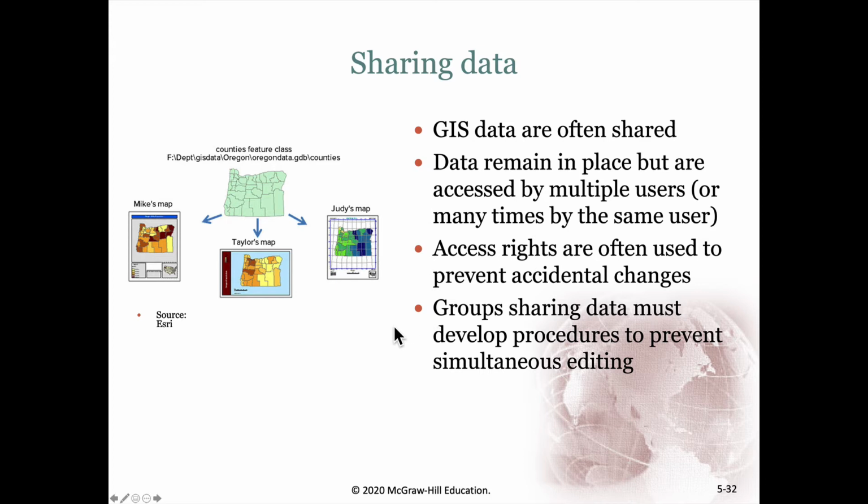And if you're sharing with a group, it's a really good idea to have some protocols or procedures in place so that you're not simultaneously editing the data.